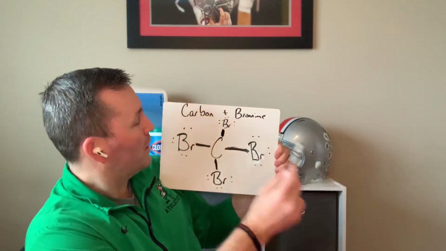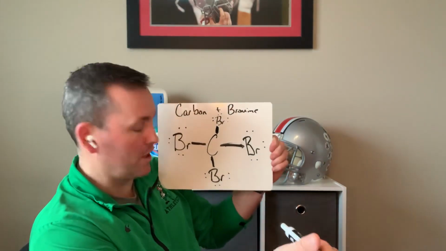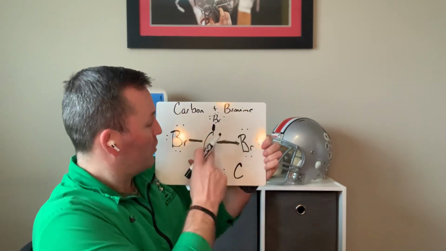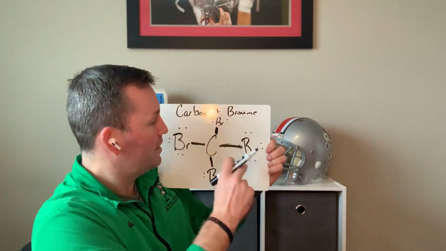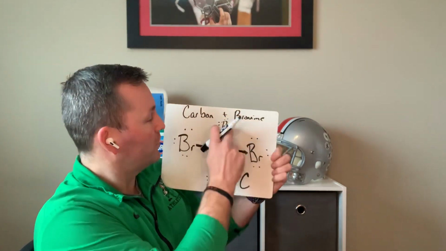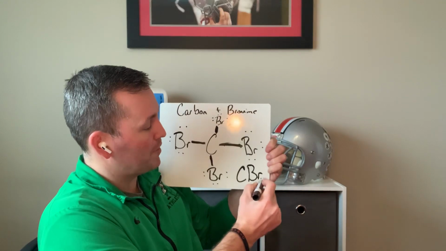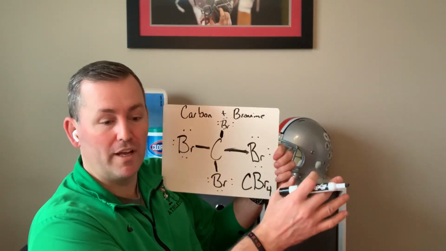Okay, so now I have 1 bromine, 2 bromines, 3 bromines, 4 bromines. So when I want to write out the chemical formula for this, I simply put C. I only have 1 of them, so I don't need a 1 down here. That would be ridiculous. We don't do that. But then I have 4 bromines, 1, 2, 3, 4 bromines. So I put my Br here, and I put my 4 down below. That's how you go ahead and do that.